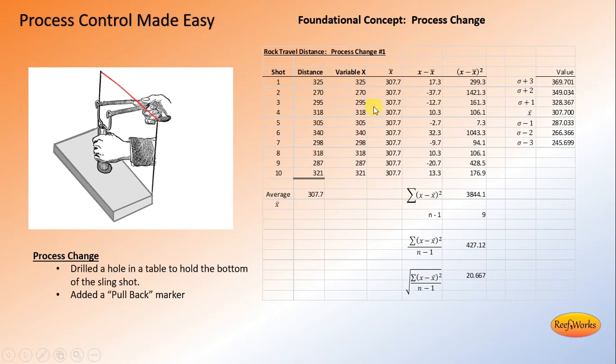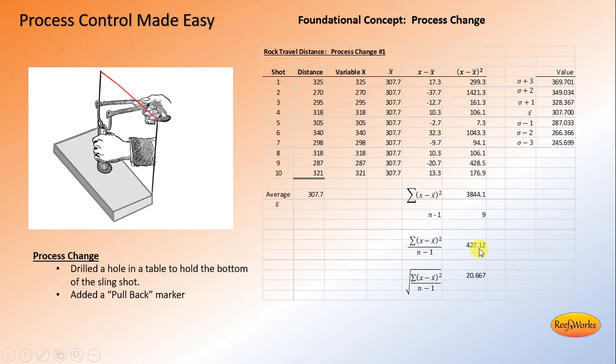Variable x represents the distance traveled again, so we translate that here. Here's our average, 307.7. X minus x bar squared. Again, positive and negative values. You add all of these together, you're going to get 0. So we square them, x minus x bar squared, and you see those values here, they're all positive. We sum that, the sum of x minus x bar squared. Our next step is to divide that by n minus 1, which is this little formula right here.